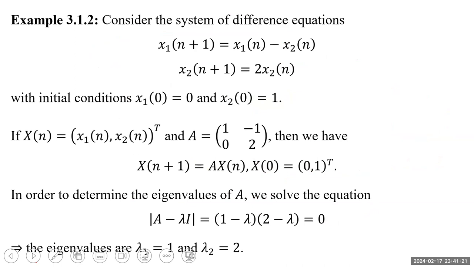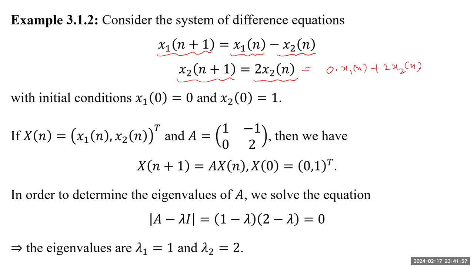So first let us see, suppose this is my system of difference equations: x1 of n plus 1 is equal to x1 of n minus x2 of n, and x2 of n plus 1 is equal to 2 x2 of n. So I can write this as 0 times x1 of n, because in the second equation there is no x1, so that's why I put 0 times x1 of n plus 2 times x2 of n. Now I am going to write it in vector matrix form. But here is also the initial condition: x1 of 0 is equal to 0 and x2 of 0 is equal to 1. So if I am writing in vector matrix form, my x is x1 of n and x2 of n, because here there are two equations, x1 and x2.